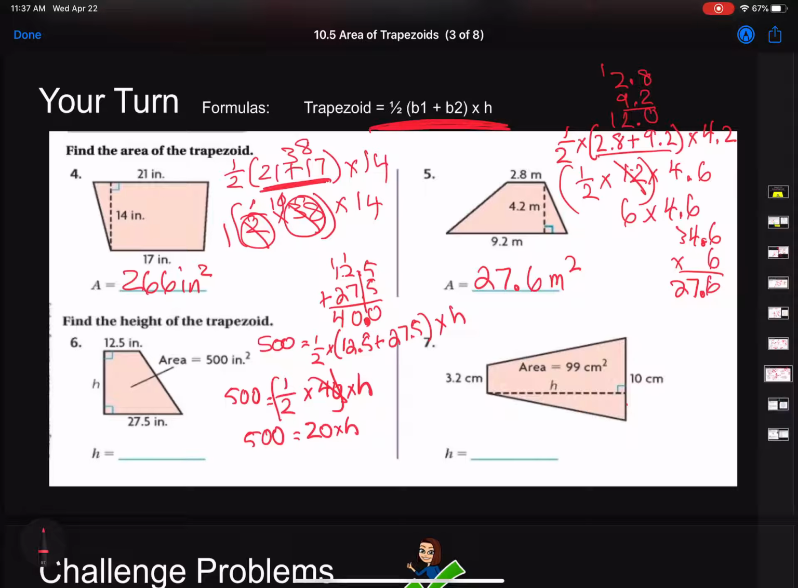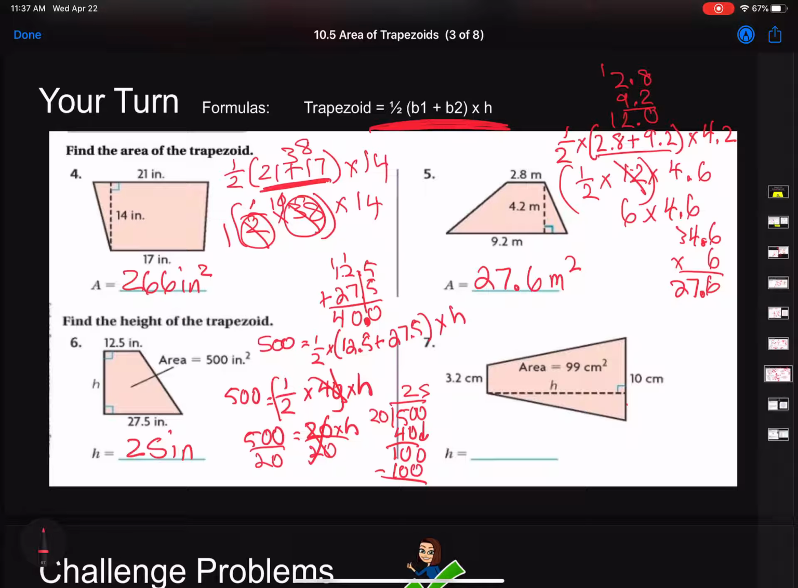Okay, so this is a multiplication equation, so I need you to use division to solve it. That means you're going to divide both sides by 20. So figure out 20 into 500. It's going to go 2 times, should be 25 total. That's 40, subtract, bring that 0 down. 20 into 100 is 5. So that's your height. Your height is 25 inches. Okay, we have one more like that.